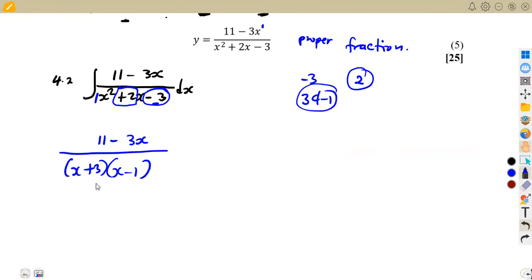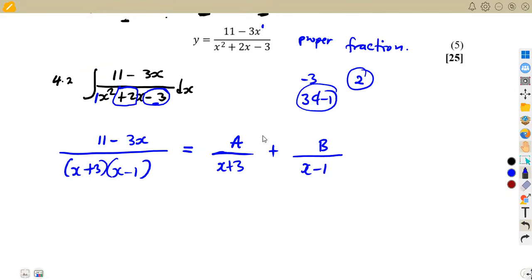So as you can see, we've got two brackets, so it's linear. We've got linear factors. So our bracket is going to be A over the first bracket, which is x plus 3, plus B over the second bracket, which is x minus 1.